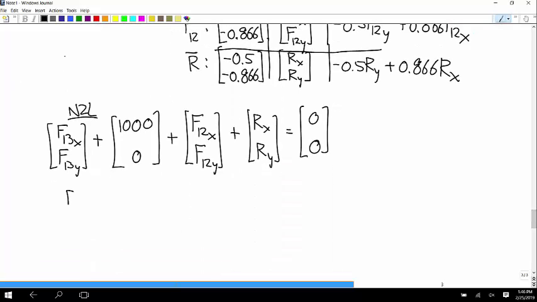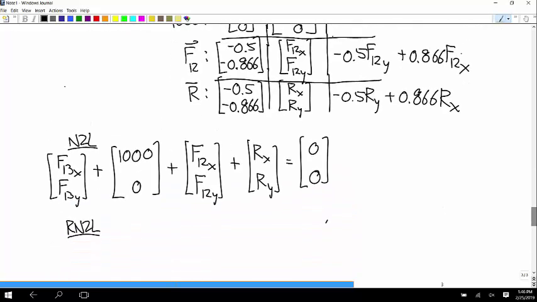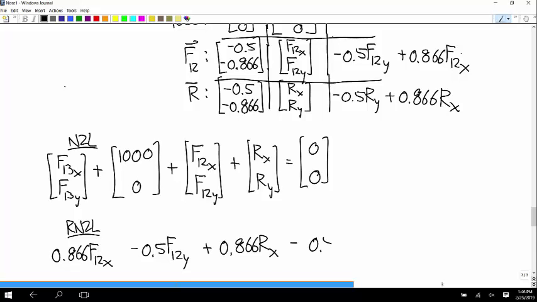And the moment equation, rotational Newton's second law, says we're just adding up everything in the last column. I'm going to rearrange these a little bit. 0.866 F12x minus 0.5 F12y plus 0.866 Rx minus 0.5 Ry is equal to 0.